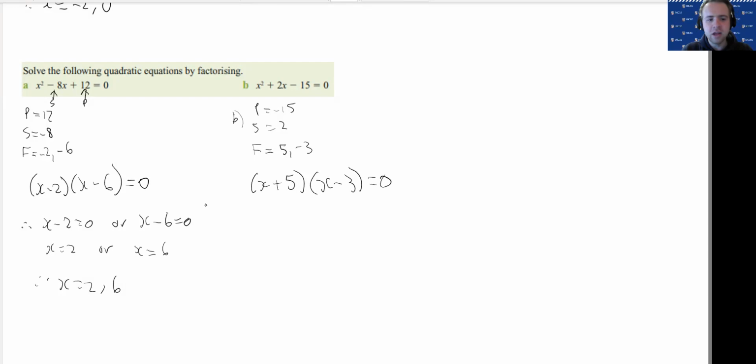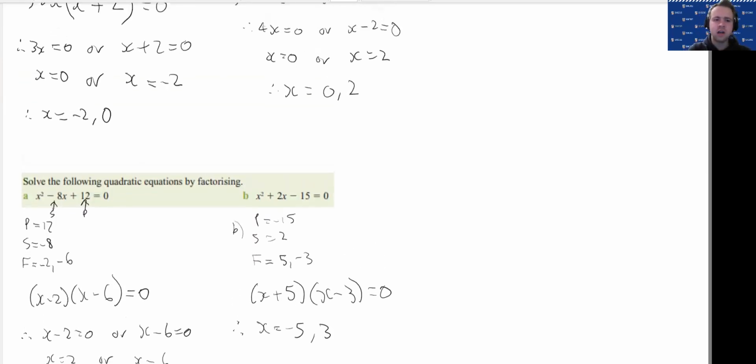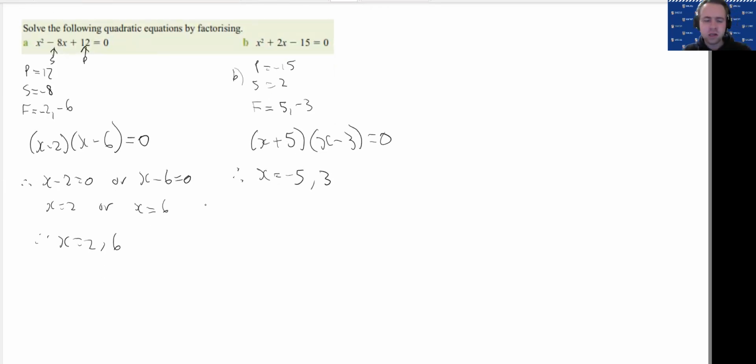And now I can avoid doing all those other steps that show the null factor law just by using this little shortcut. So I know that if I've got x + 5, then x would have to equal -5 for that to equal 0. And if I've got x - 3, then x would have to be +3 to equal 0. And then I have my solution. So you can use that opposite sign trick to get to the solution a bit quicker. But I wanted to show you the full logic using the null factor law there as well. So you can use either method in that instance when you're doing these questions.